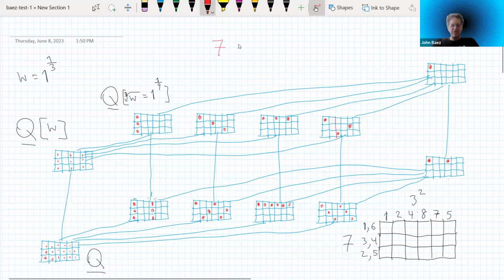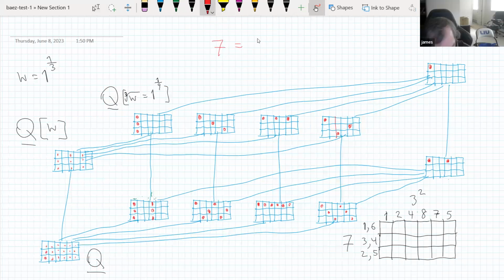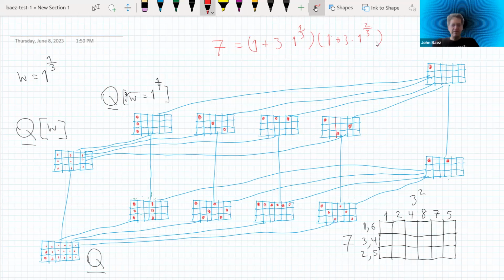Well, I'm saying 7. 7 is equal to, let me see if I can remember how this works. Oh, okay. 1 plus 3 times 1 to the 1, this is how it factorizes. Okay, I guess we did this before. Plus 3 times 1 to the 2. I'm hoping that's the correct factorization of 7 over the Eisenstein integers. You could probably check quicker than I can.